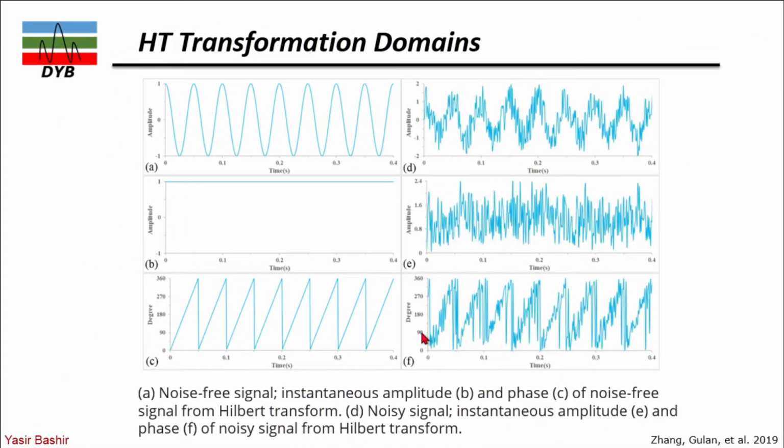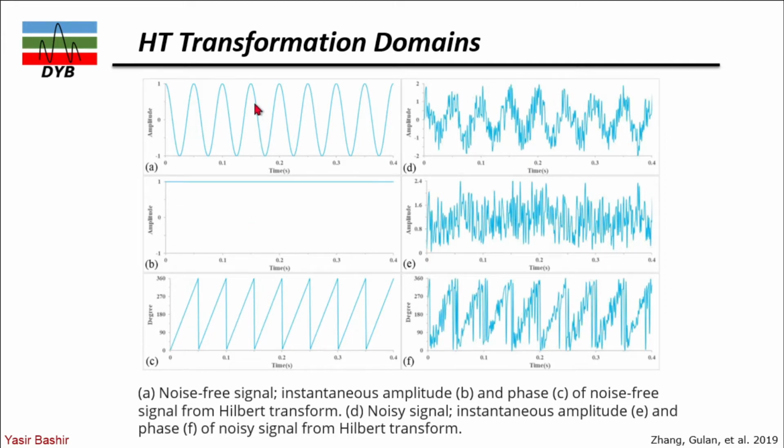So let's look at the traces. We are talking about theoretical, so now we look at some examples. On the top left, denoted by A, it is a noise-free signal. So you see there is no noise in this data set. Once we look at the phase of this data, B is showing the phase spectrum of these traces. And the third one is the Hilbert transform.